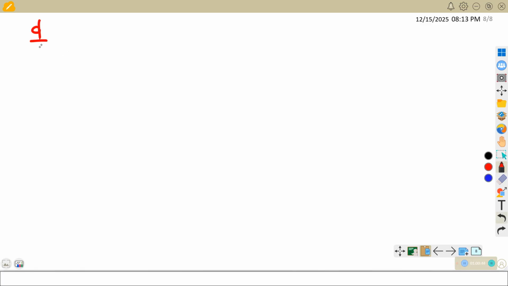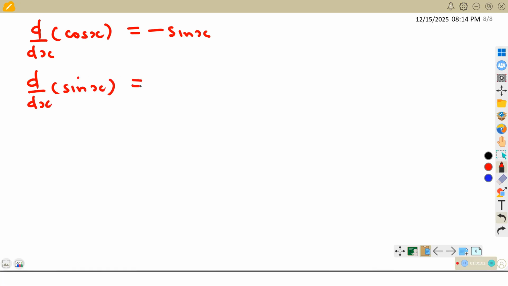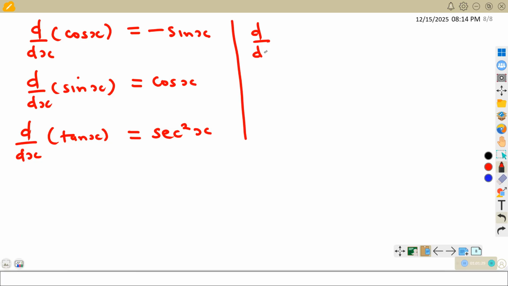So far we have seen that when you differentiate cos of x, you get negative sine of x. We have seen that when you differentiate sine of x, you get cos of x. When you differentiate tan of x, you get sec squared x. So that is basically what we have seen, but we haven't looked at how to differentiate the reciprocals.